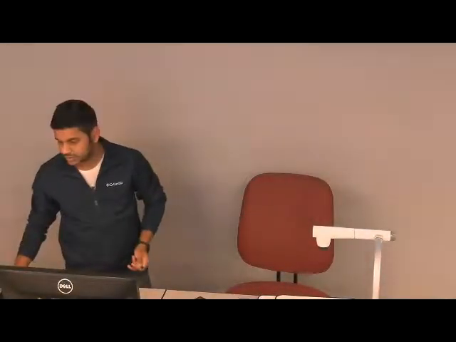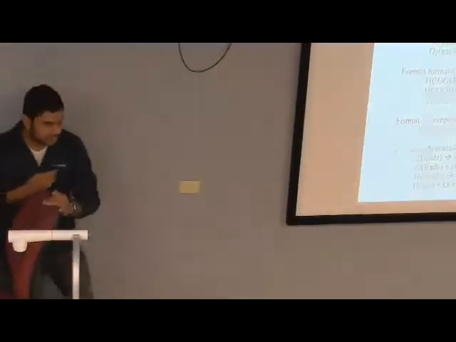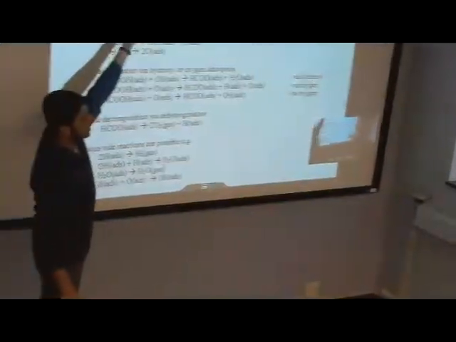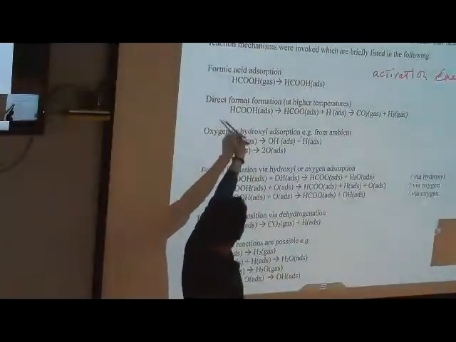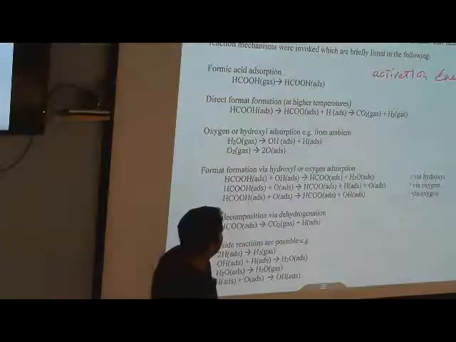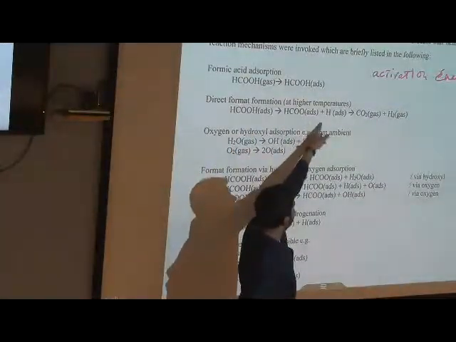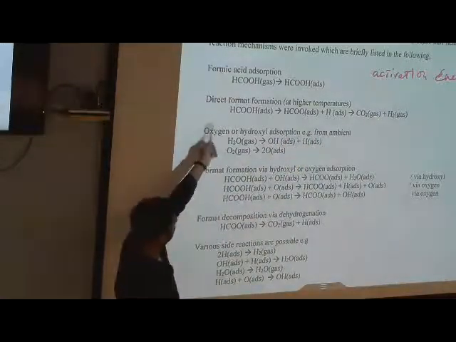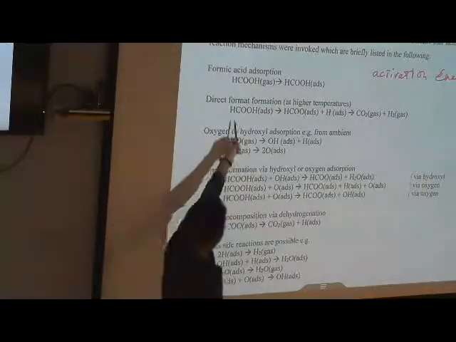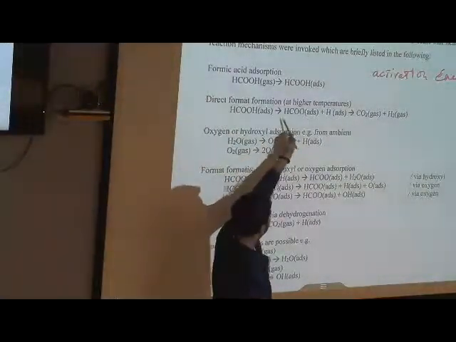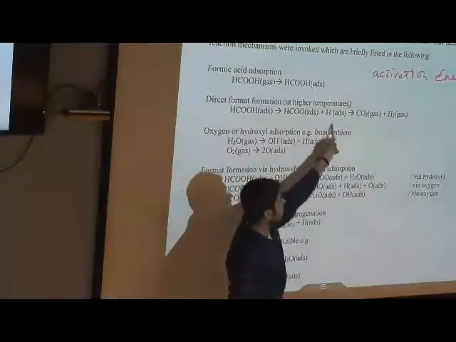So the first step is molecular adsorption. Here we assume the molecular adsorption. The gas phase formic acid can adsorb on the surface, and this molecularly adsorbed formic acid can dissociate to form formate and adsorbed hydrogen. This is one of the most common ways of dissociation of formic acid that we found in the literature. So we have formic acid adsorbed, and it can dissociate to form this formate and adsorbed hydrogen.